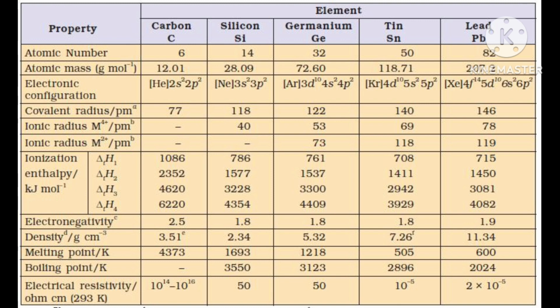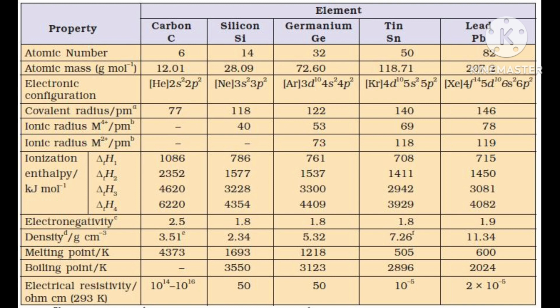ns² np², this p electron will take part in the bond formation. But s is inner, a little inner, and they will show inability to take part in the bond formation. That's why this ns² is called the inert pair. I told you the reason: it is due to the inability of ns² electrons of the valence shell to participate in bonding. That's why +2 is common, and as you go down, lead will have a little more tendency to show +2.